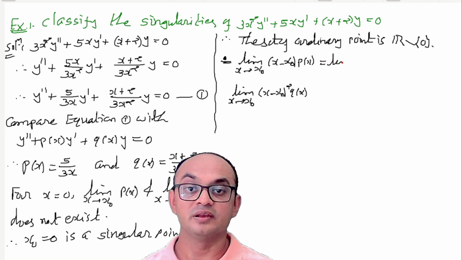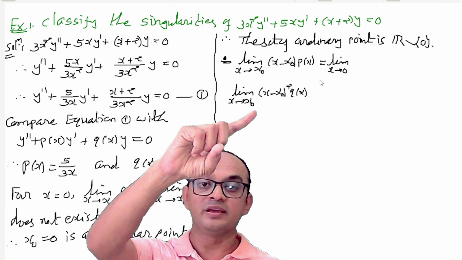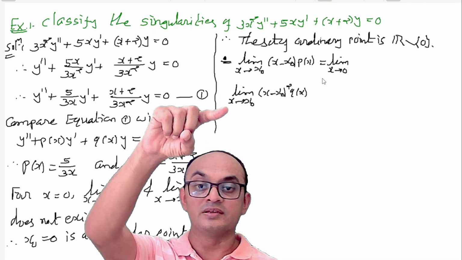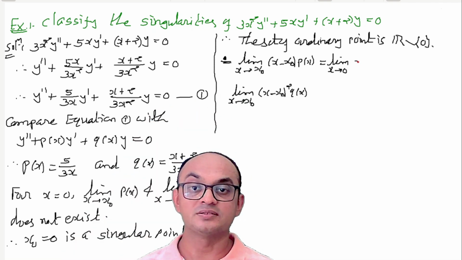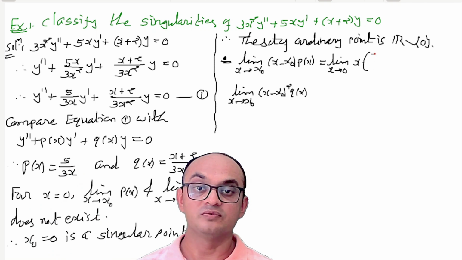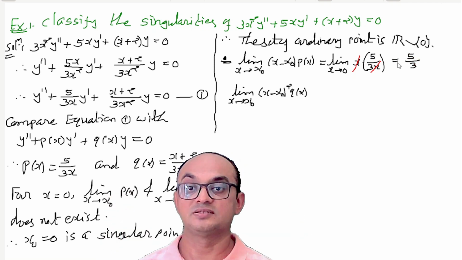So this is the limit as x tends to 0. If you permit me, can I write x minus x0? That is x minus 0, which is only x, so this is x. And what is p(x)? p(x) is given here as 5 upon 3x. So here we can cancel out x and x, and this is only 5 upon 3, and so we can say that the limit exists.